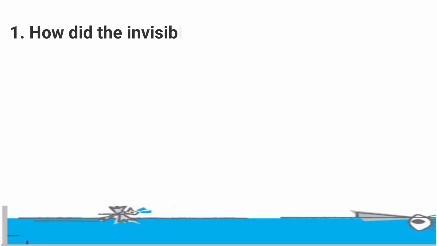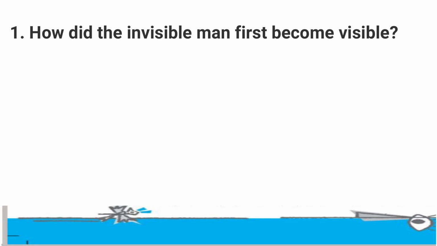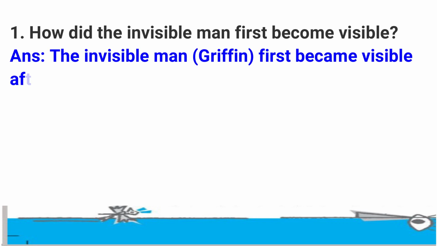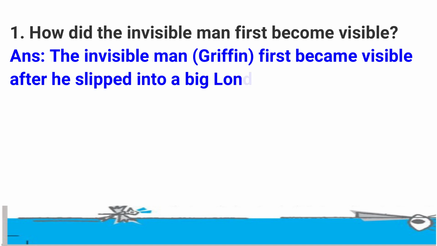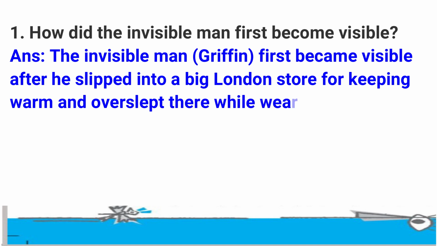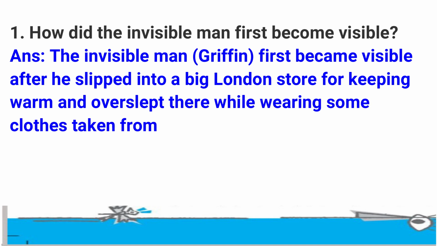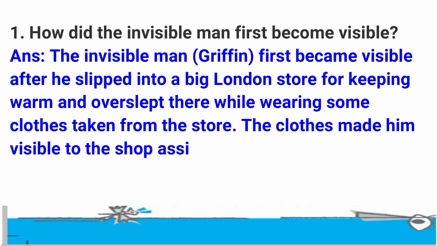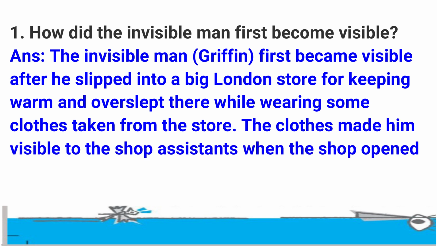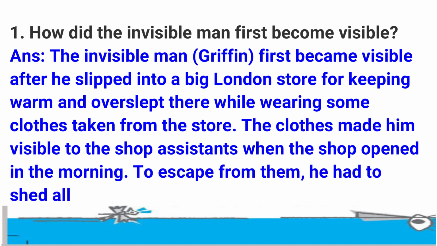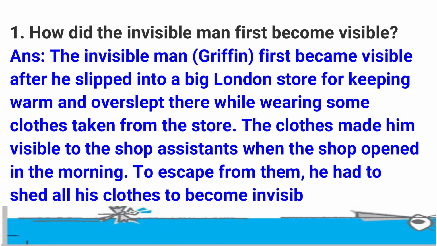Question 1. How did the invisible man first become visible? Answer. The invisible man, Griffin, first became visible after he slipped into a big London store for keeping warm and overslept there while wearing some clothes taken from the store. The clothes made him visible to the shop assistants when the shop opened in the morning. To escape from them, he had to shed all his clothes to become invisible again.